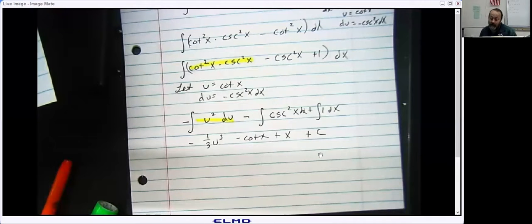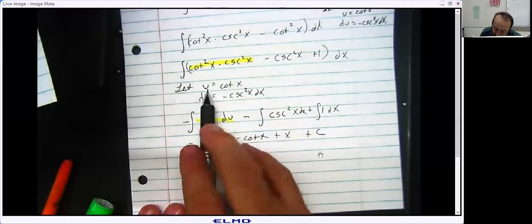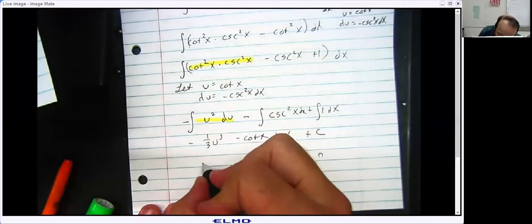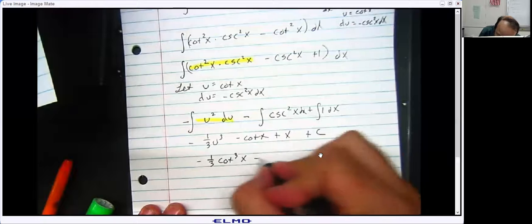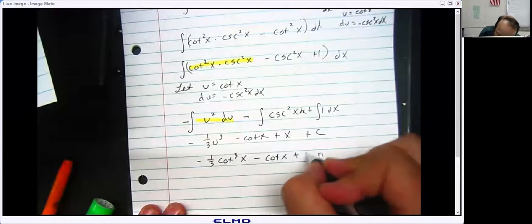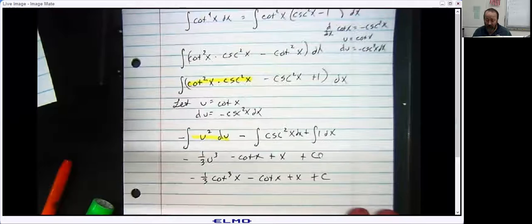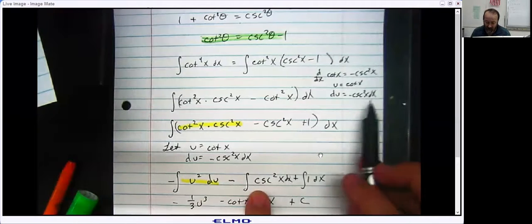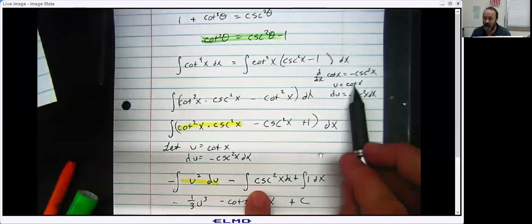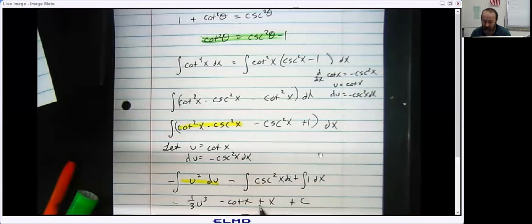And then the only thing left to do is to substitute back in because we decided u was cotangent of x. So we've got negative 1/3 cotangent cubed of x, plus cotangent of x, plus x, and a plus c. Now, the only thing I didn't really thoroughly land the plane on was right here, but you can see if I integrated this, because notice I took the derivative to go down, so if I integrated, I could come back up, and that's how that actually plays out.